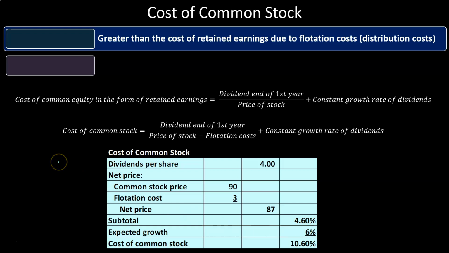So we could also have the cost of common stock. This is going to be a similar calculation here, but now we're going to take into consideration the flotation costs, the cost of us issuing the stock. So we have it greater than the cost of retained earnings due to flotation costs.